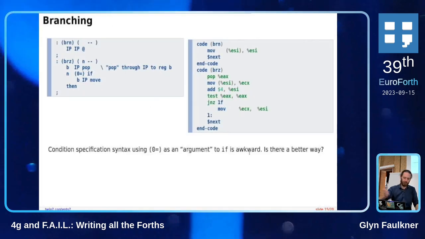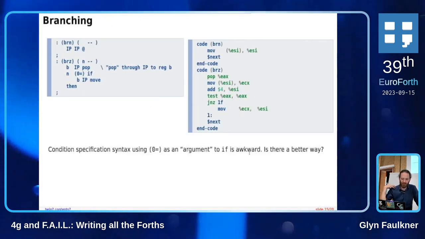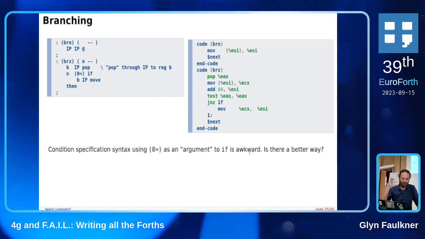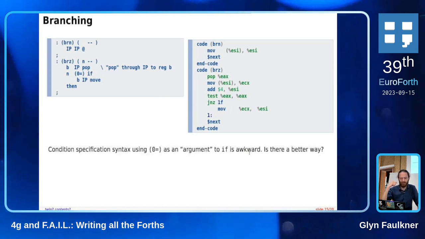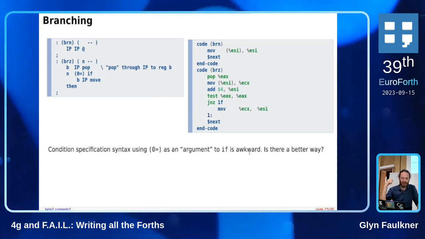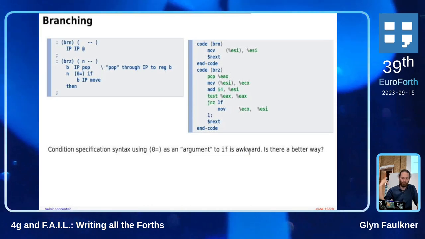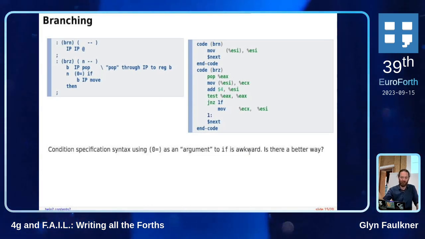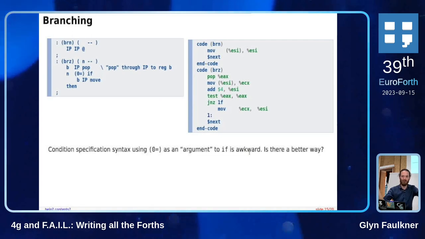So, for branching instructions, a simple unconditional branch is just fetching the value that the instruction pointer is currently pointing to and replacing the instruction pointer with it.